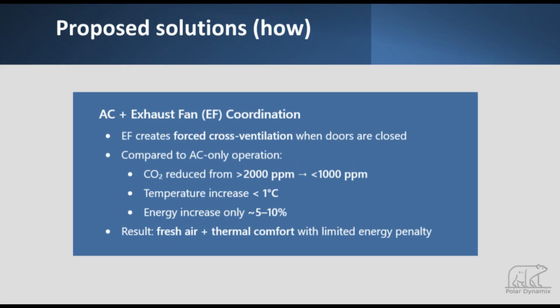This slide explains how the air conditioning system works together with the exhaust fans. When classroom doors are closed, the exhaust fans create forced cross-ventilation. This pulls stale air out of the room and allows fresh air to enter in a controlled way, even while the air conditioning is operating. Compared to using air conditioning alone, this combined operation significantly reduces carbon dioxide levels from above 2,000 parts per million to below 1,000 parts per million.